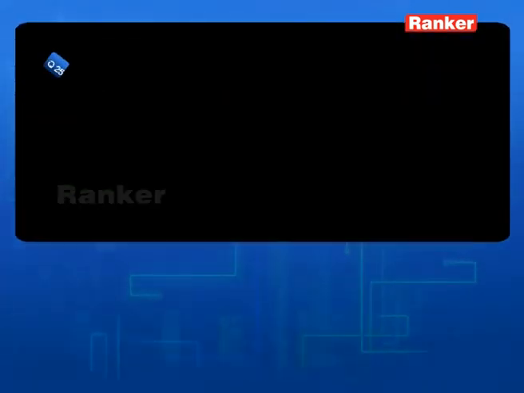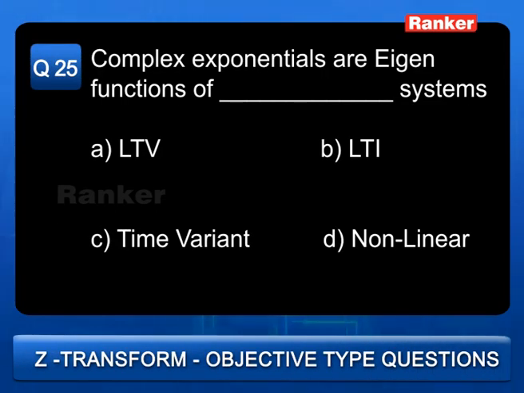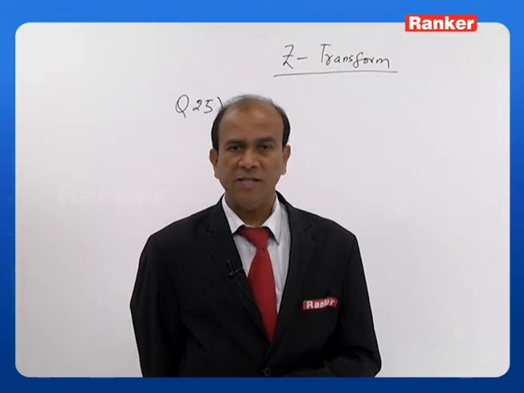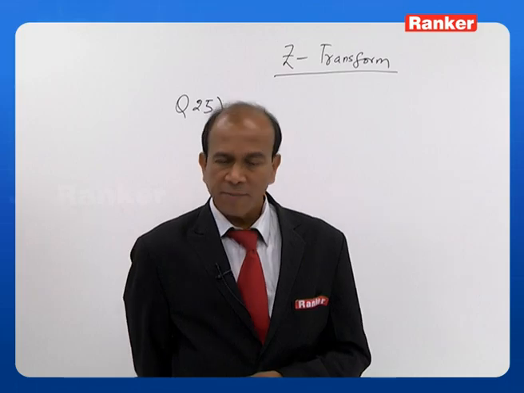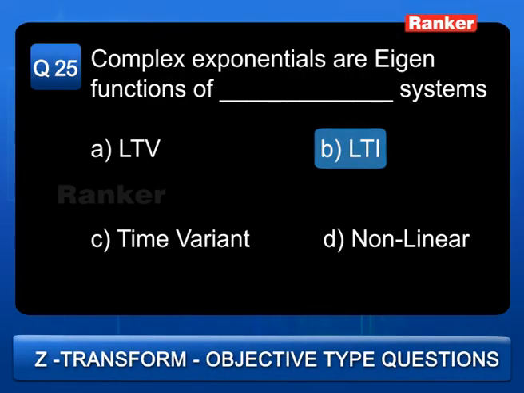Let us see question number 25. Complex exponentials are Eigen functions of dash systems. A. Linear time variant systems. Choice B. Linear time invariant systems. Choice C. Time variant systems, and D. Non-linear systems. And the answer is B. Complex exponentials are Eigen functions of linear time invariant systems, and the answer is B.